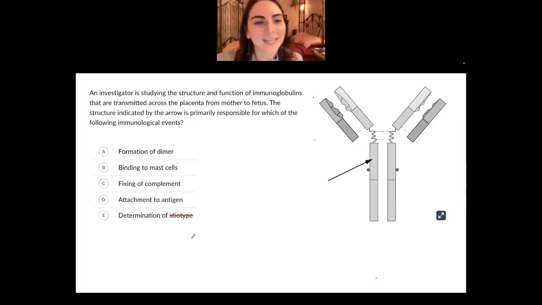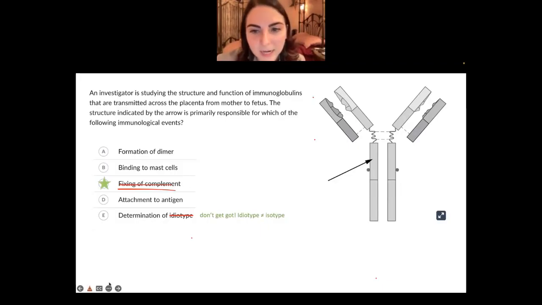But this one is gonna be C. Don't get got. Idiotype is not isotype. Yep, the old fixing of complement. Exactly. It's always the answer, right? I just wanted to remind you guys too, the complement binding domain is down here in the constant region. They could also have had where macrophages bind, like Fc gamma receptors. So that could have also been here.